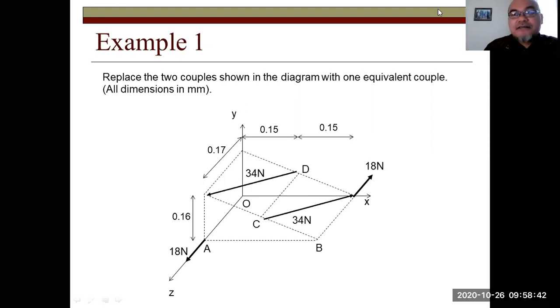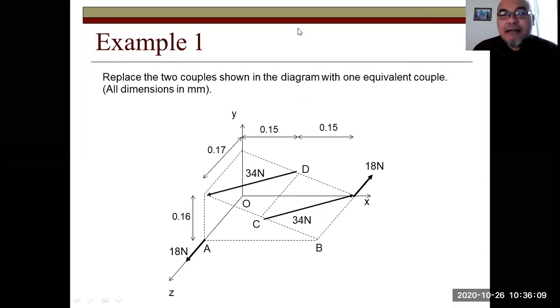Okay, we continue with our example for couples in 3 dimensions. Here we are asked to replace the two couples shown in this diagram with one equivalent couple. Be careful that all dimensions here are in millimeters. Usually in an exam or test, try to convert it first into meters, so the unit will be the standard Newton meter.